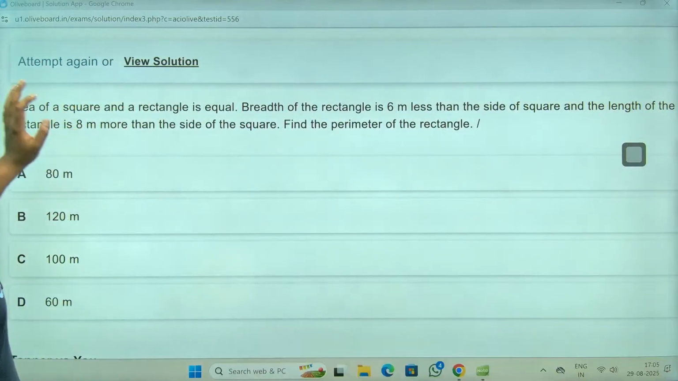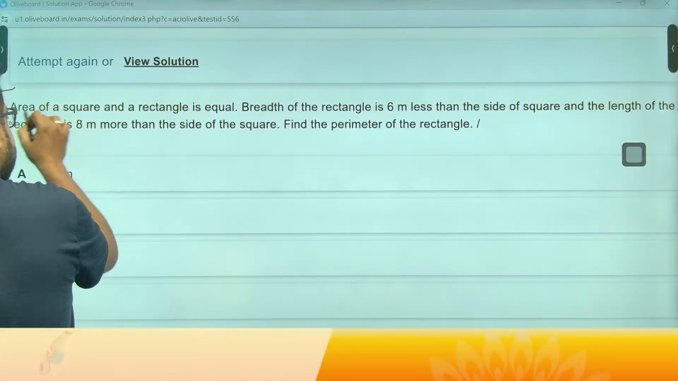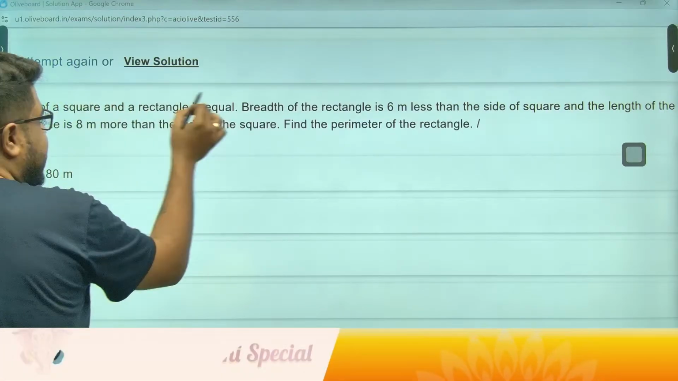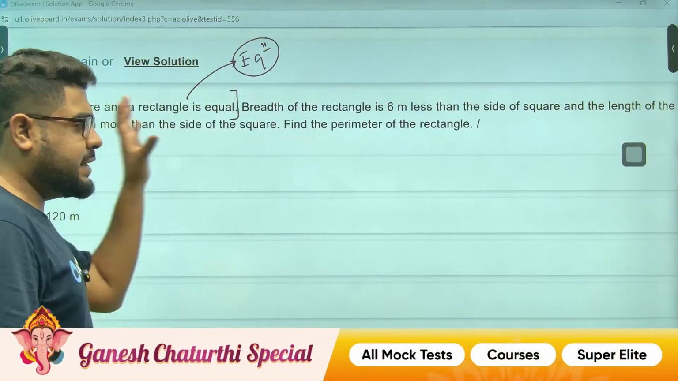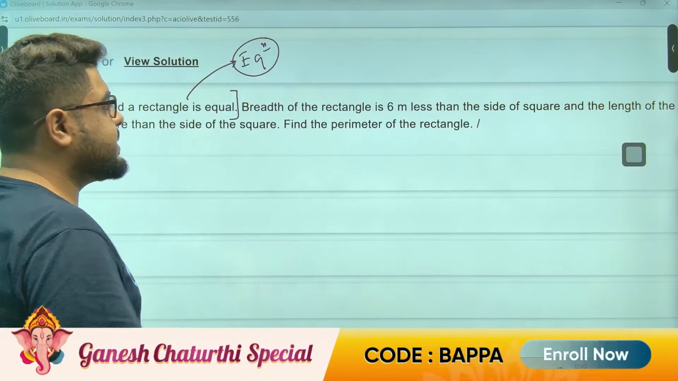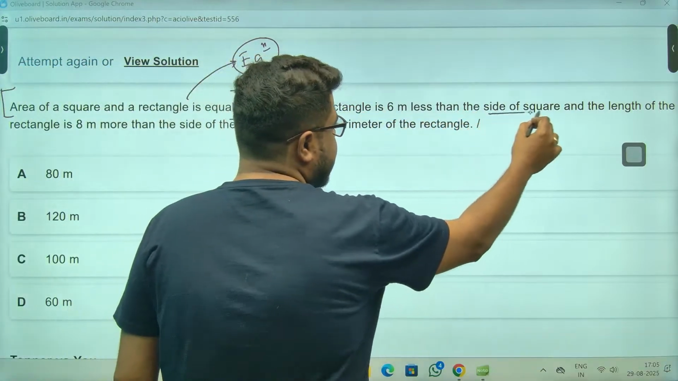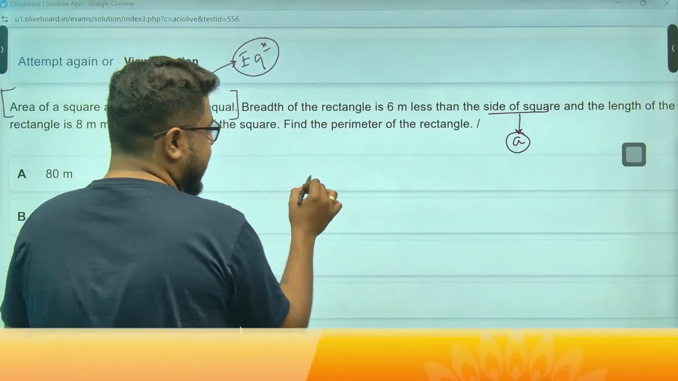Now, first question: the area of a square and a rectangle is equal. This is my equation. I will make my equation from this line. This is how we analyze the questions. Now, the breadth of the rectangle is 6 meters less than the side of the square. So let's say the side is A, so the breadth is A minus 6.